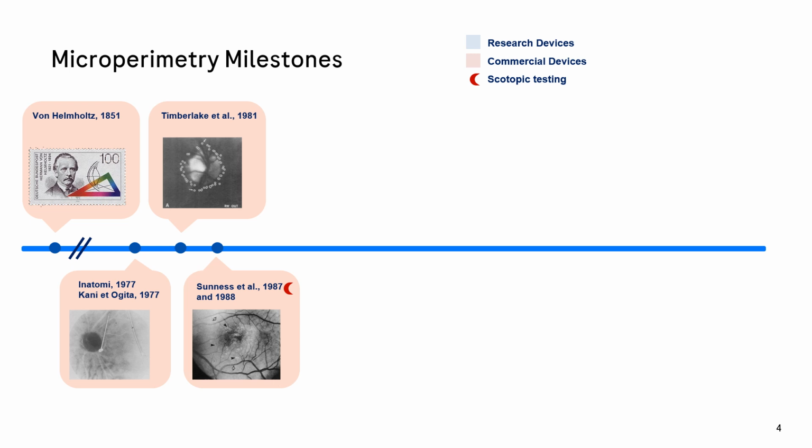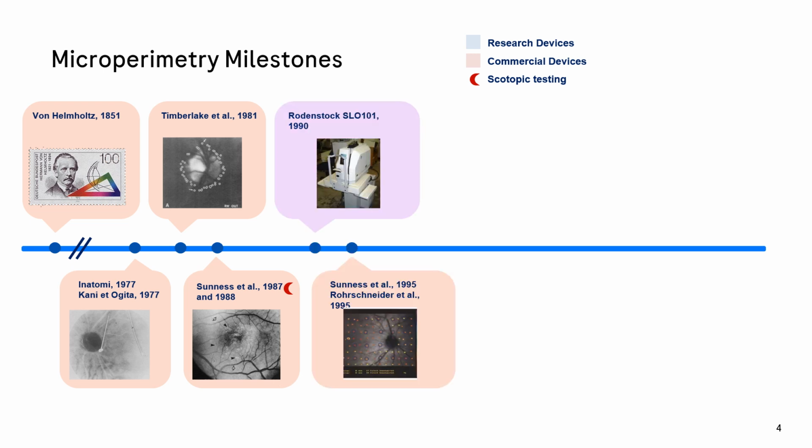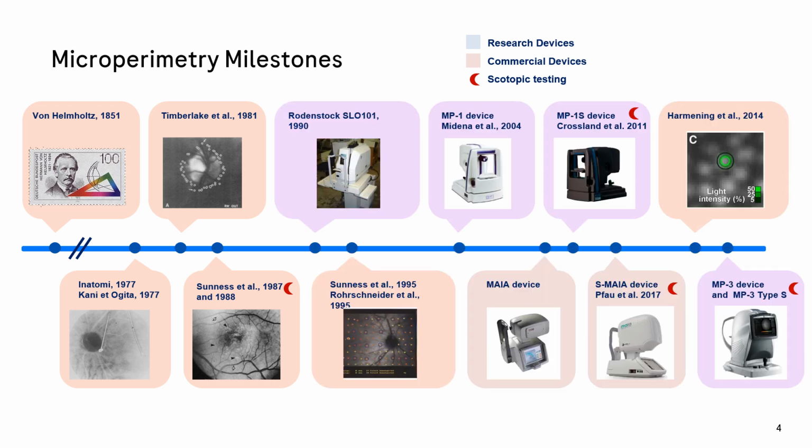Later on, early microperimetry systems were implemented in fundus cameras in Japan, and then Timberlake provided the first prototype based on a scanning laser ophthalmoscope. Today we have multiple generations of clinically available devices. The most important devices are the two you see on the lower right, the S-MAIA and the MAIA 2 device. The S-MAIA is the scotopic implementation, the MAIA 2 is the same device but just for mesopic testing, and then the MP3 device.